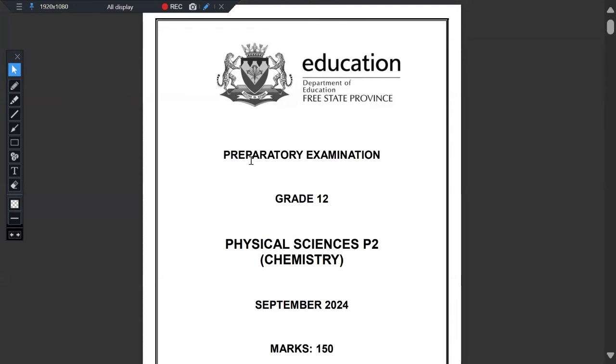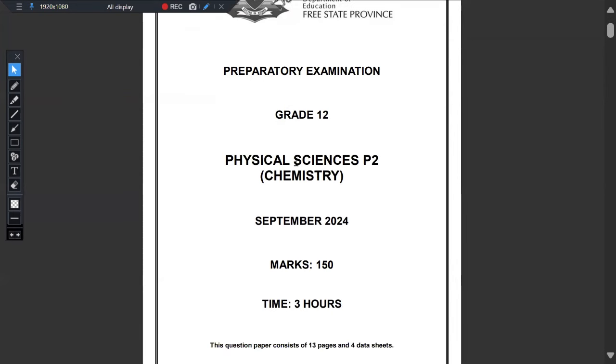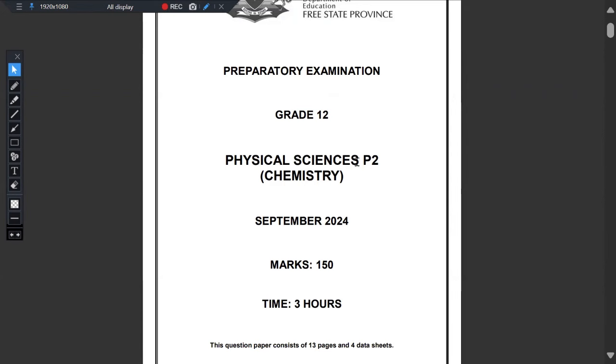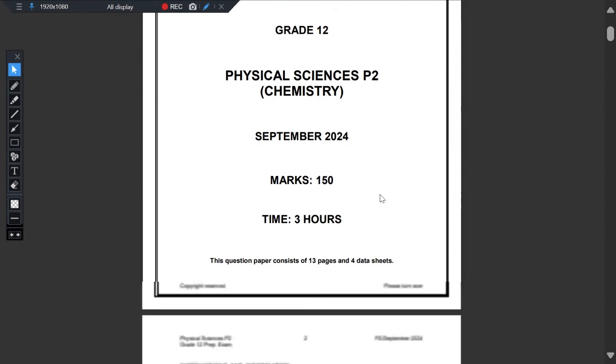Okay, so in preparation of the prelim exam that we are going to write tomorrow, Gauteng, we have this preparatory examination from Free State Province because they wrote theirs earlier. So this is Physical Sciences Paper 2. It has been written recently, September 2024. The marks are 150 times 3 hours. We are told that this question paper consists of 13 pages and 4 data sheets.